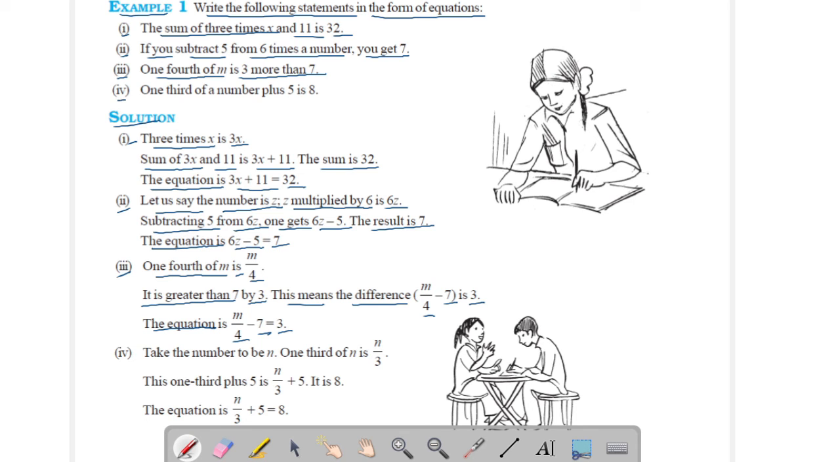Now come to fourth part. 1/3 of a number plus 5 is 8. See the solution. Take the number to be n. 1/3 of n is n upon 3. This 1/3 plus 5 is n upon 3 plus 5. It is 8. Thus, the equation is n upon 3 plus 5 equal to 8.